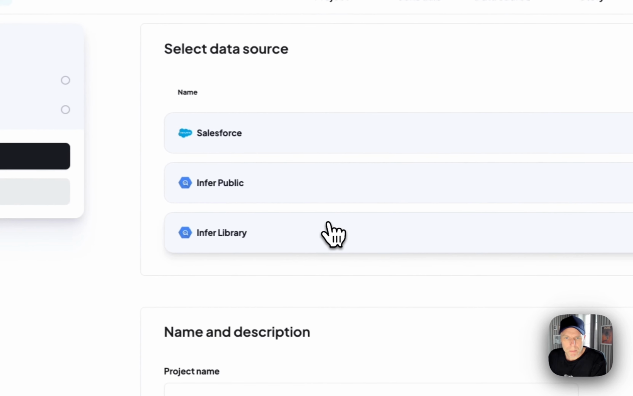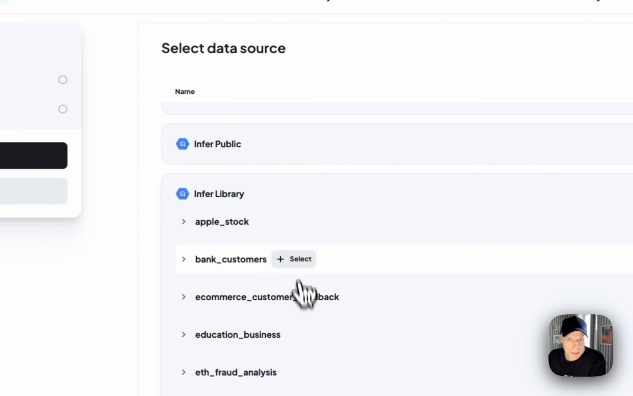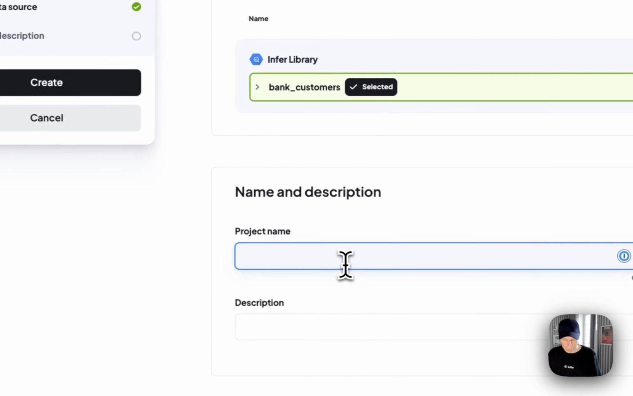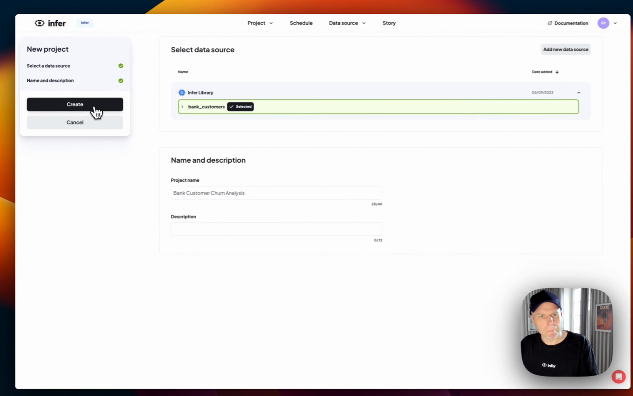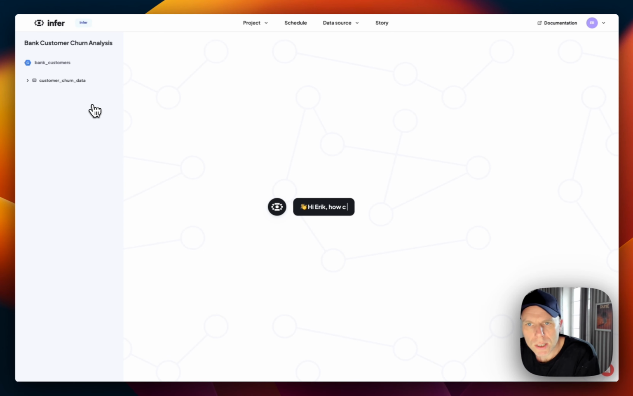The first thing I'm going to do is create a new project in the Infer Insights module. I'm going to call it Bank Customer Churn Analysis, and I've pointed it to my bank customer dataset in my BigQuery instance. So now the project has been created.